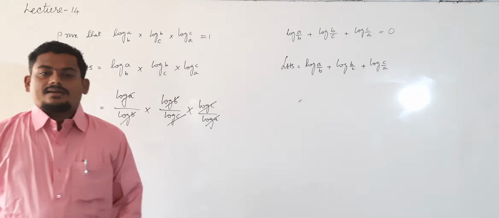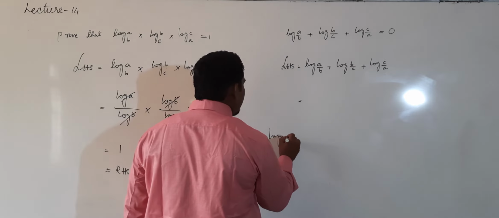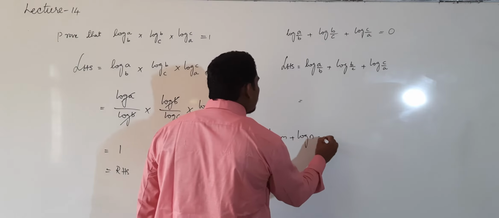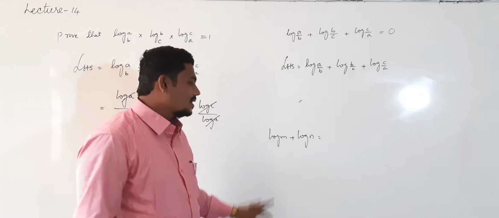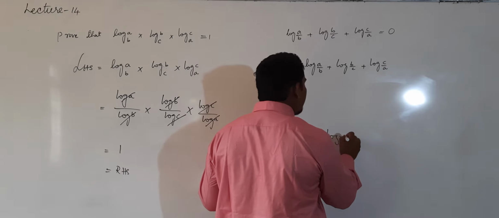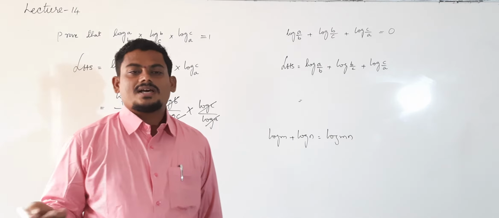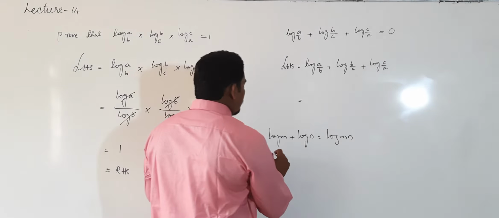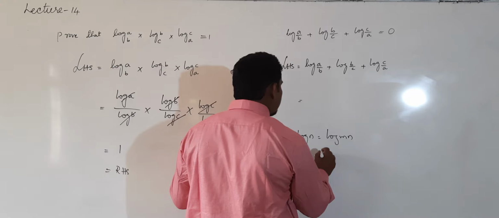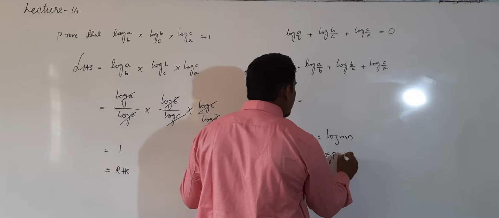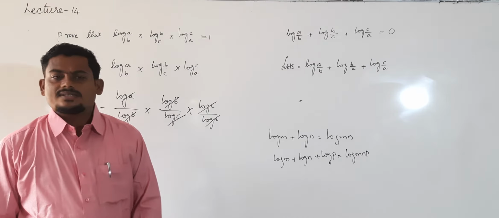We have a logarithmic property. What is the formula? Log m plus log n. Here base is not given, means same base. Log m plus log n is log m into n. We can extend this property for any number of terms, either 3 terms or 4 terms or 5 terms. Log m plus log n plus log p equal to log m into n into p, and similarly for 4 terms and so on.